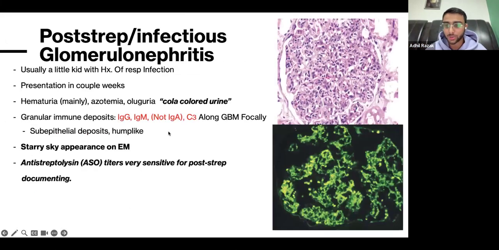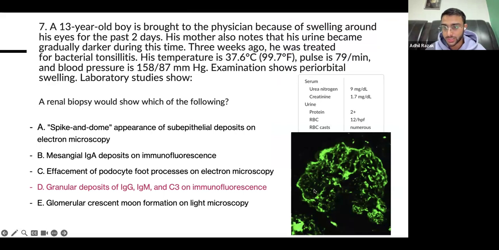Actually, this image was not in the actual question, the one on the right side, but obviously if they did an imaging and attached it, the patient would present the same way. He would have granular deposits of IgG, IgM, and C3 on immunofluorescence.